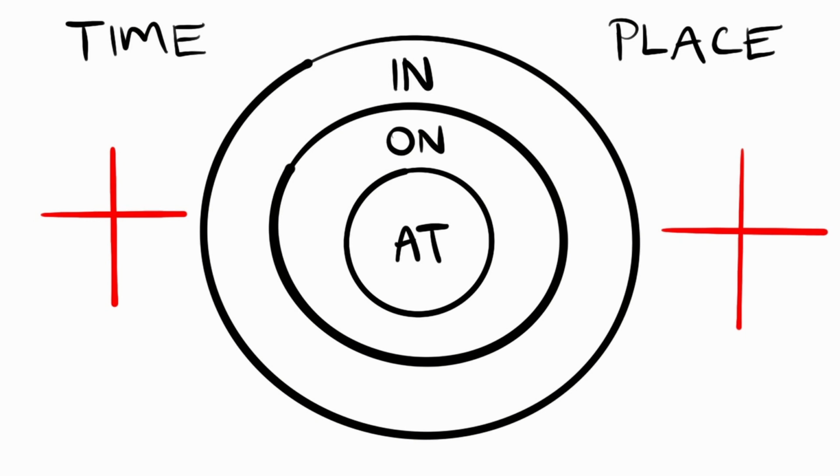We have this idea of concentric circles, concentric spheres, until something is established, and then it expands again. And then it gets specified down and expands again and specified down, and that's how these three prepositions of time and place work.